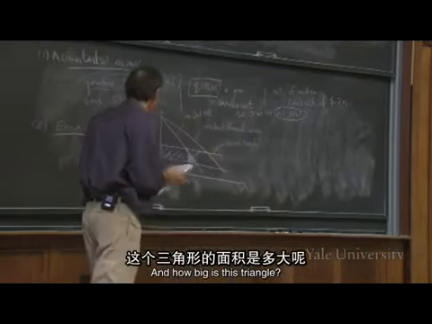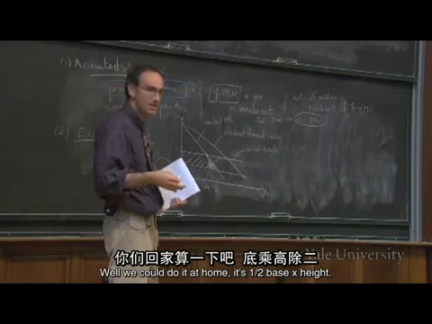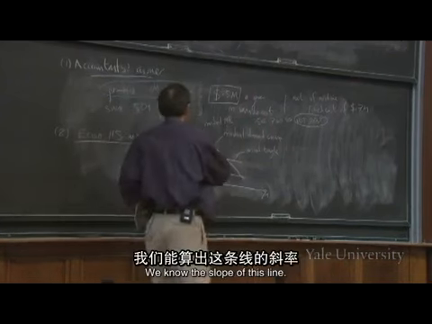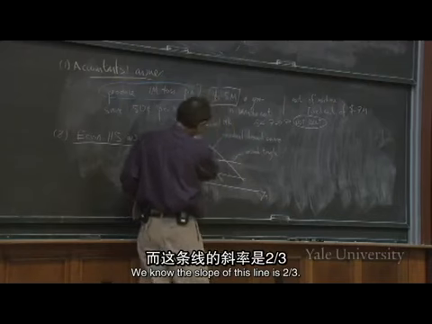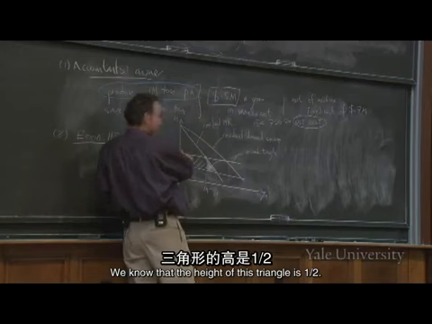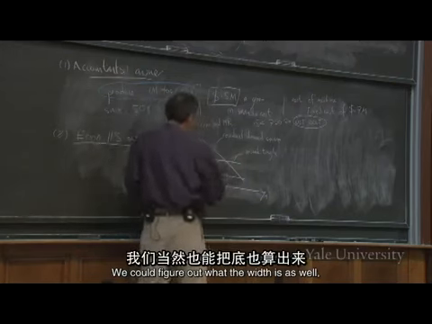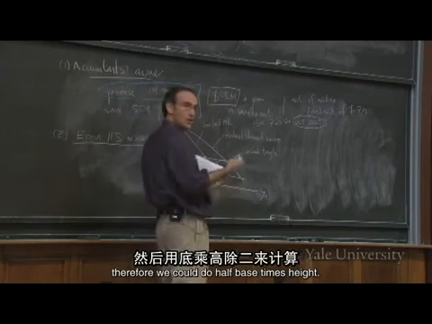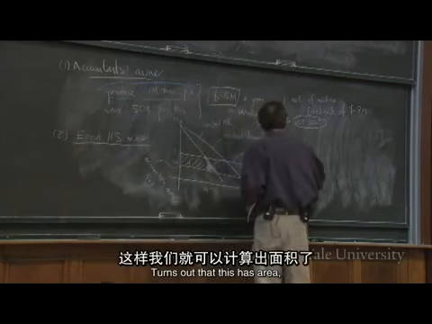And how big is this triangle? Well, we could do it at home. It's half base times height. So we could figure this out. We know the slope of this line is 1/3. We know the slope of this line is 2/3. We know that the height of this triangle is 1/2. We could figure out what the width is as well, therefore we could do half base times height. Turns out that this has area.